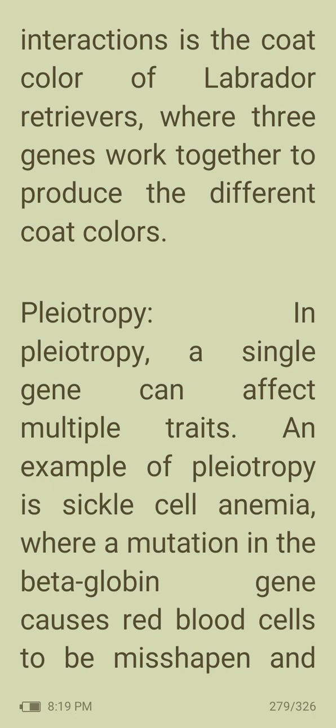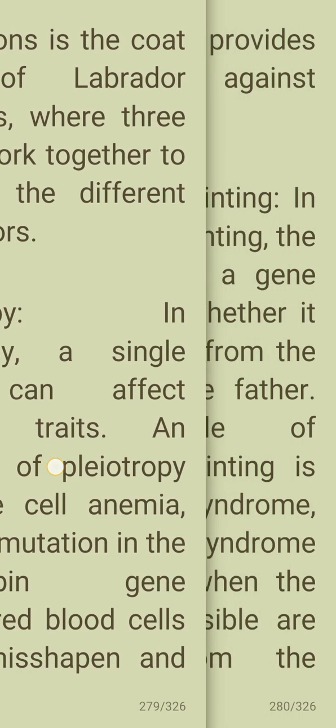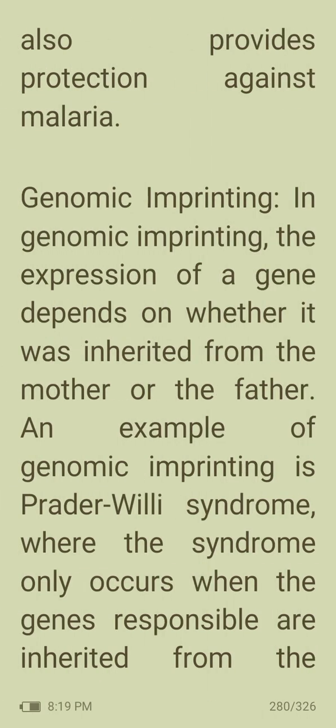Then pleiotropy. In pleiotropy, a single gene can affect multiple traits. An example of pleiotropy is sickle cell anemia, where a mutation in the beta globin gene causes red blood cells to be misshapen and also provides protection against malaria.